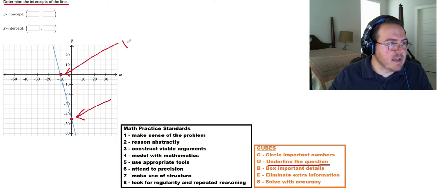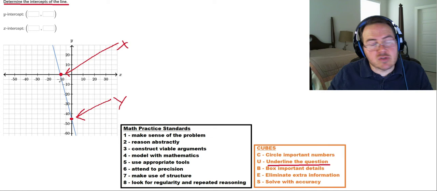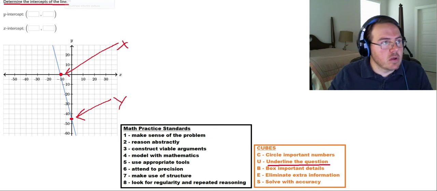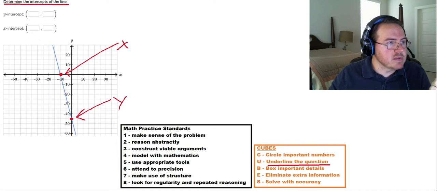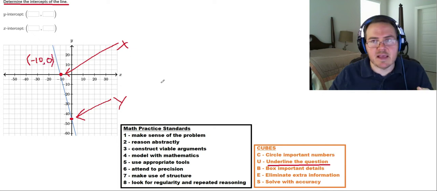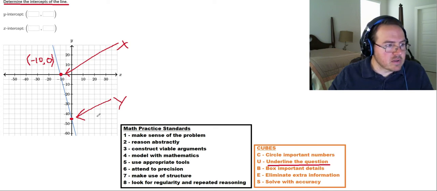This one is my x-intercept because it's on the x-axis, and this one is my y-intercept because it's on the y-axis. So all I have to do is pinpoint their values. This x-axis one looks like it is at negative 10, and then it goes 0 up and down. Remember I said that x-intercepts would have a 0 value in the y slot. And this one looks like it goes 0 over, but it goes down, and that's negative 45.